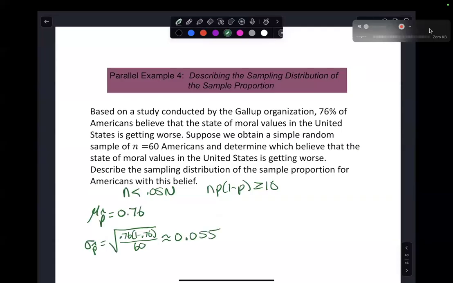How'd we do? It's quite possible that I didn't math it correctly, but just checking. We all get the same thing?